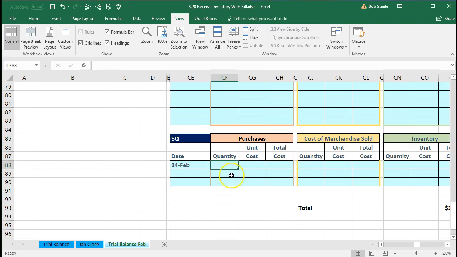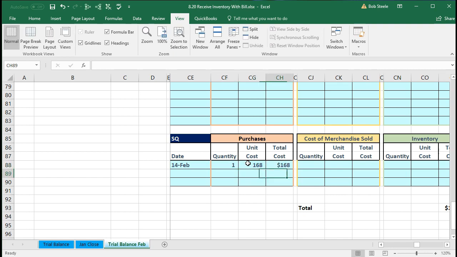So here we're going to say that we got 1 in terms of quantity. The cost is 168. So I'm going to tab over there and we're going to multiply that out. 1 times 168, which will be 168. So we're going to do that with a formula though. So we're going to say equals 1 times 168 and enter.